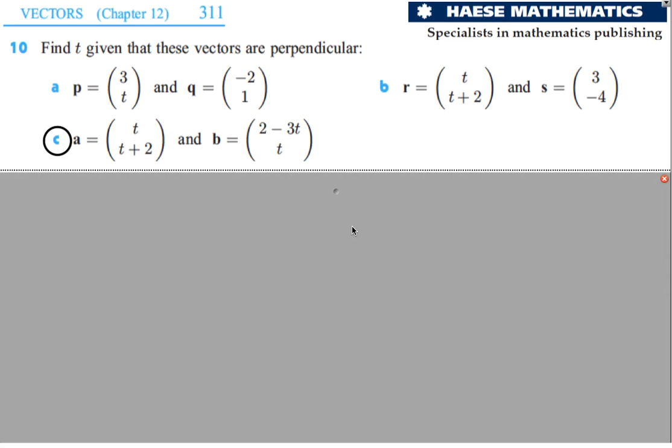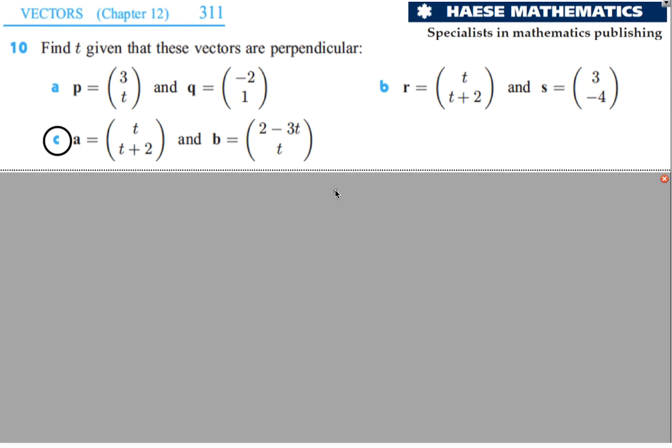We're going to cover in this video how to find two vectors that are perpendicular to one another, or in this case, given two vectors that have unknown values of t in each, how can we go about finding t if we know that the two given vectors a and b are perpendicular? Well, if they're perpendicular, then we know the angle between those two vectors, and that angle between the two vectors is 90 degrees.